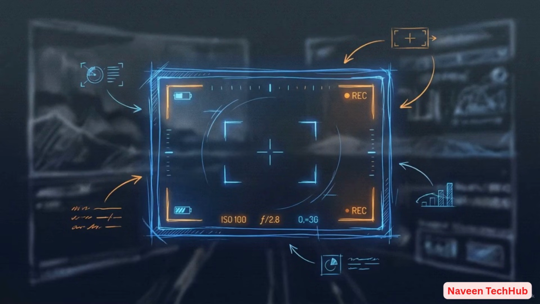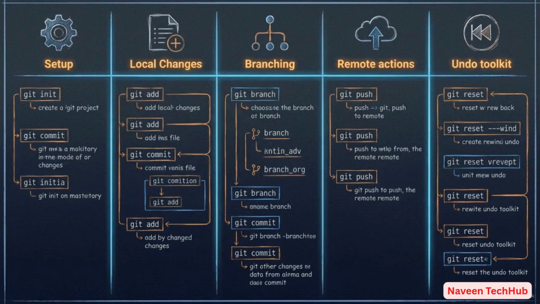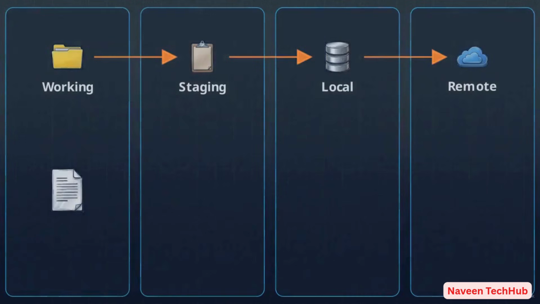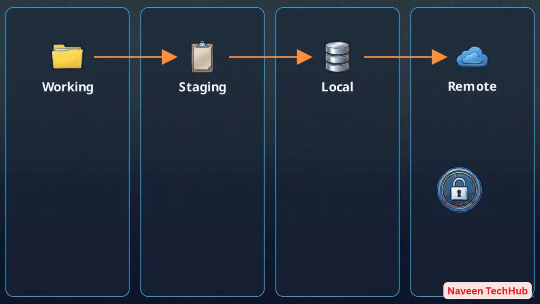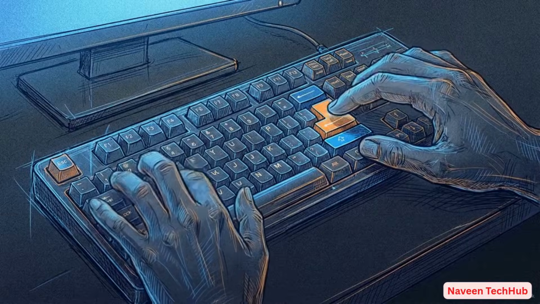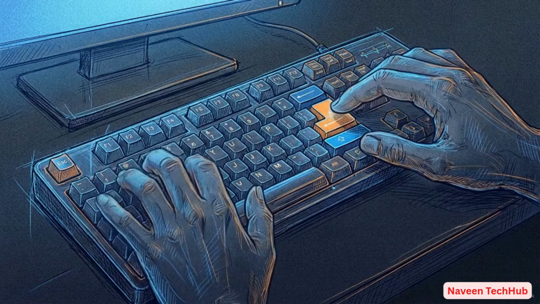Prepare to screenshot the following command list for your daily use. This cheat sheet groups the commands we've discussed into 5 clear categories: setup, local changes, branching, remote actions, and the undo toolkit. Now that you have seen how files move across the 4 zones, you can now use these commands with a clear understanding of exactly what they are doing to your code.